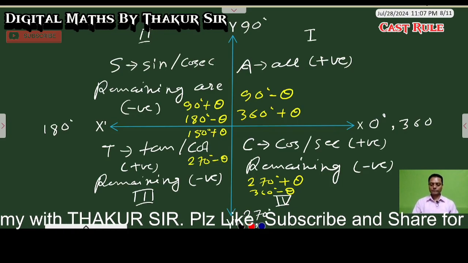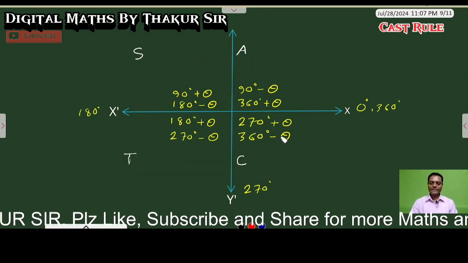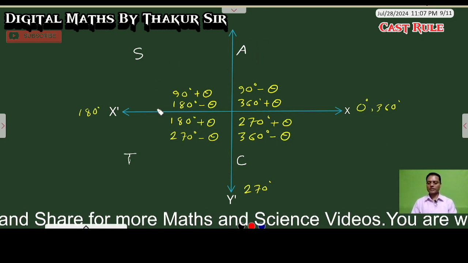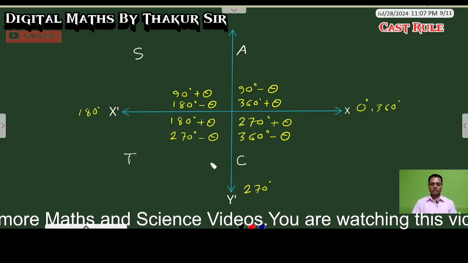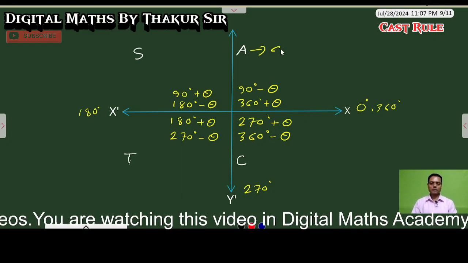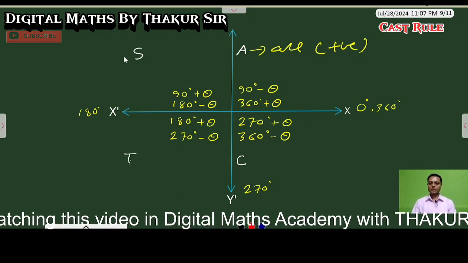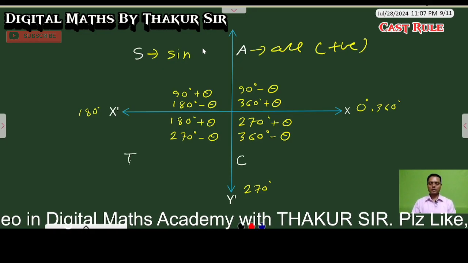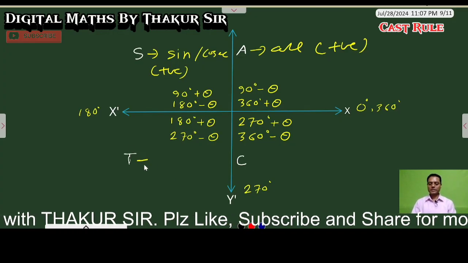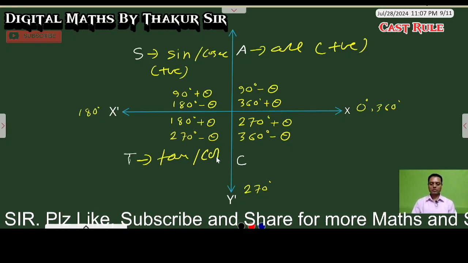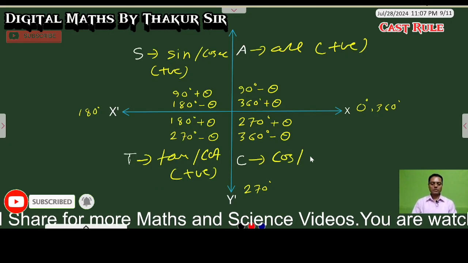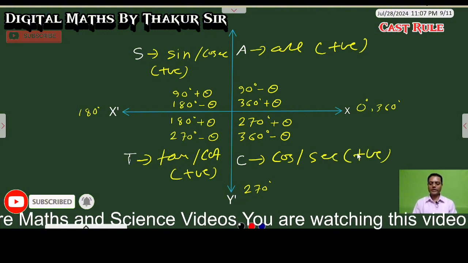After that, we have here angles, and here means all: sine, cosec, tan, cot, cos and sec. I have already explained it. A means all positive, S means sine, cosec positive, remaining all negative. T means tan, cot positive, remaining all negative. C means cos, sec positive, remaining all negative.